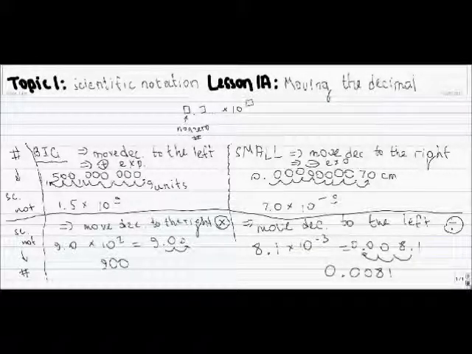Okay, so let's work out some of the examples. So let's do example number one. Example number one, we are trying to convert a number to scientific notation.